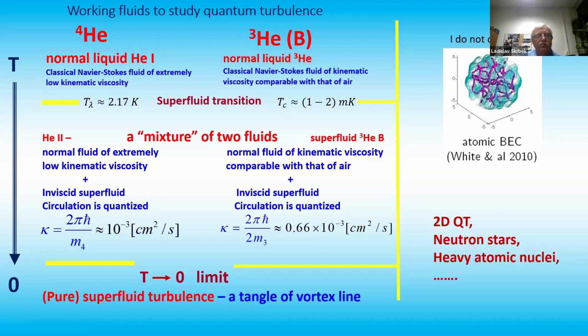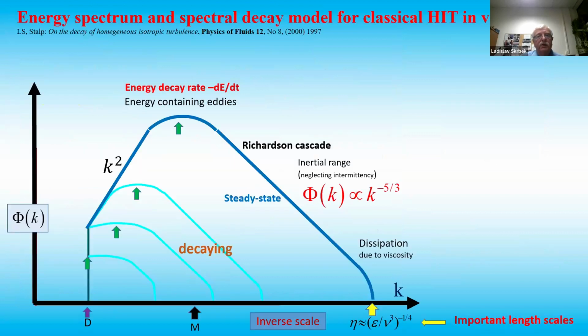And the circulation in helium-3 and helium-4 is rather similar. It is of the order of 10 to the minus 3 centimeters squared per second. But if we go to the zero temperature limit, we are in pure superfluid turbulence, which is nothing else but a tangle of vortex lines. At this point, I would like to clarify the terminology. By quantum turbulence, we mean any turbulence in any quantum fluids. By superfluid turbulence, we mean turbulence either in a superfluid component, or, if we talk about the zero temperature limit, just the superfluid turbulence in this limit. In this limit, superfluid and quantum turbulence mean exactly the same.